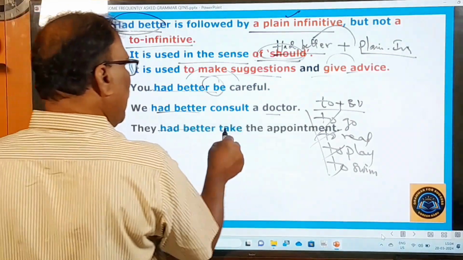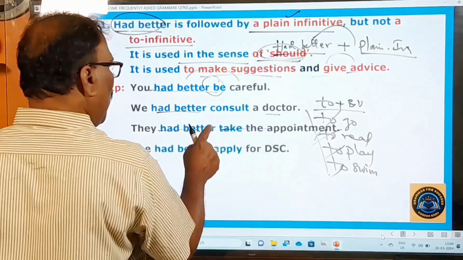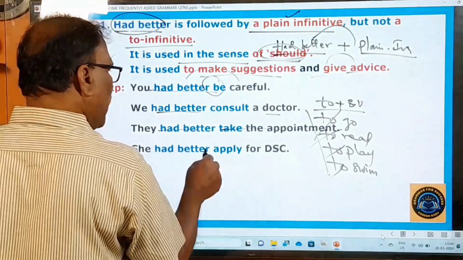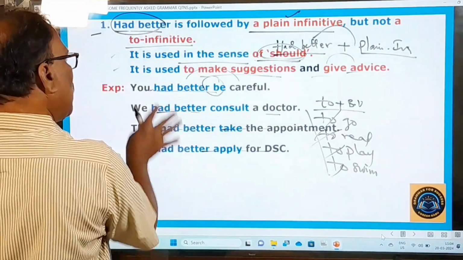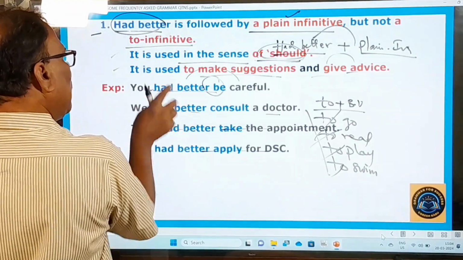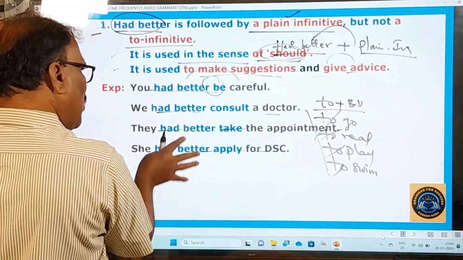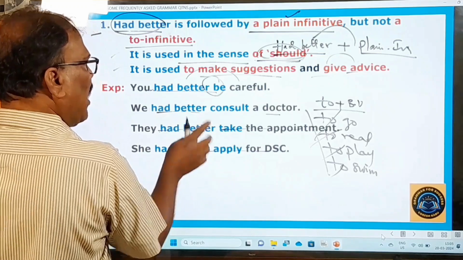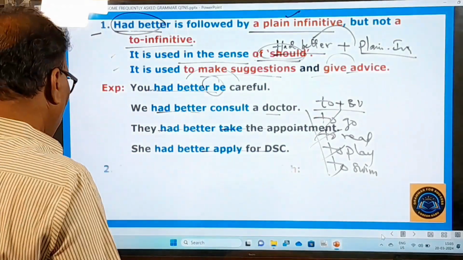They had better take the appointment. See, you are not using to after that. She had better apply for DSC. DSC apply cheyadam manchidi. In these examples, you understand that this had better is used in the sense of should, and it is also used in these four examples either to make suggestions or to give advice. Okay, and now let's go to the next important aspect.